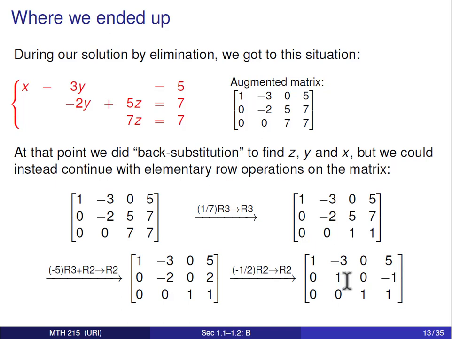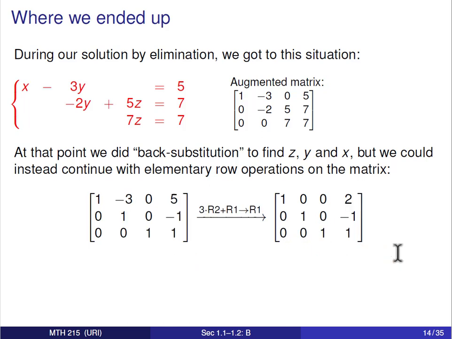And then to finish this off, if we wanted to, we could get rid of this -3 here by taking 3 times the second row and then adding the result to the first row. So let's see that happen. 3 times row 2 would look like 0, 3, 0, -3. And if I were to add that to row 1, 1 plus 0 gives us 1. -3 plus 3 gives us 0. So we put a 0 in the second position there.